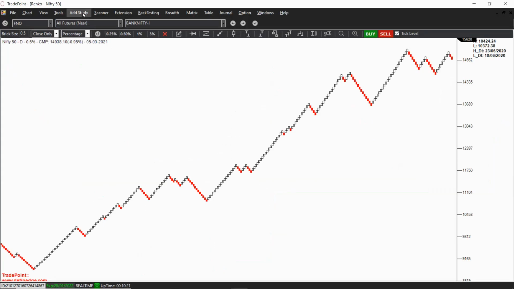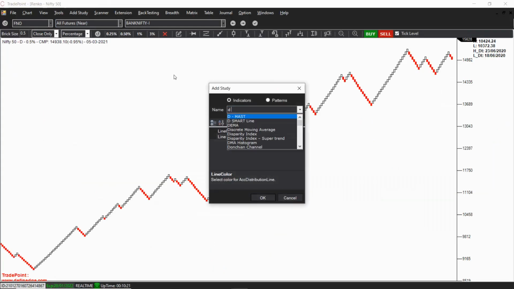So if you go to add study and search D smart line, you can keep these as default, or you can play around, but we are giving a multiplier and a non-trend multiplier. When there's a trending market, the multiplier is usually high. In a non-trending market, the multiplier is usually low. I've given this option also to the user, but you can keep all this default and plot this.